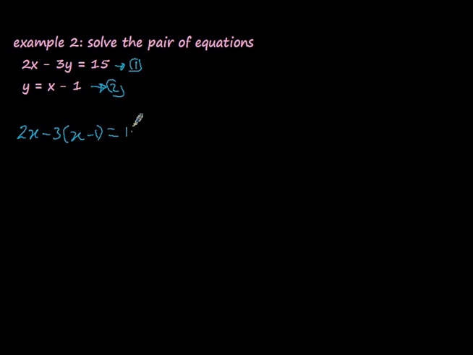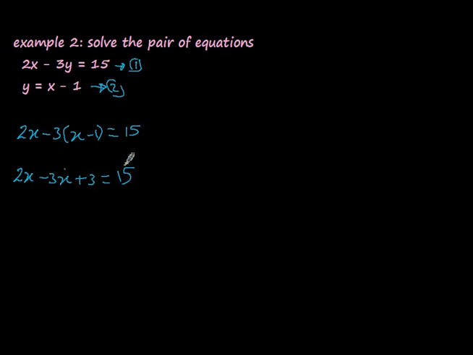And all of that equals 15. Here guys, I need you to take care when you're dealing with negative coefficients of a bracket. So 2x remains 2x without any change. Here guys, this bracket actually is multiplied by negative 3. So negative 3 multiplied by x equals negative 3x. Negative 3 multiplied by negative 1 equals 3. So all of that equals 15.